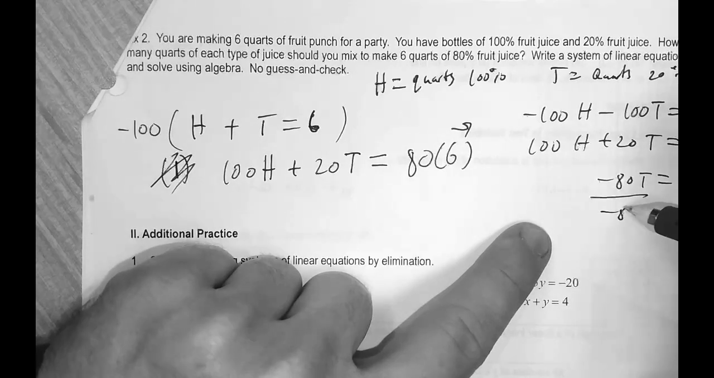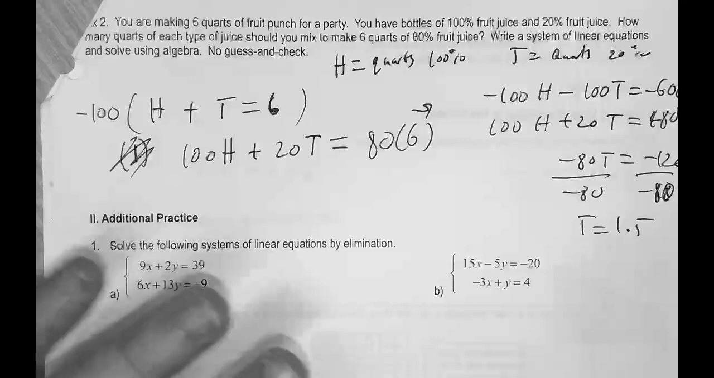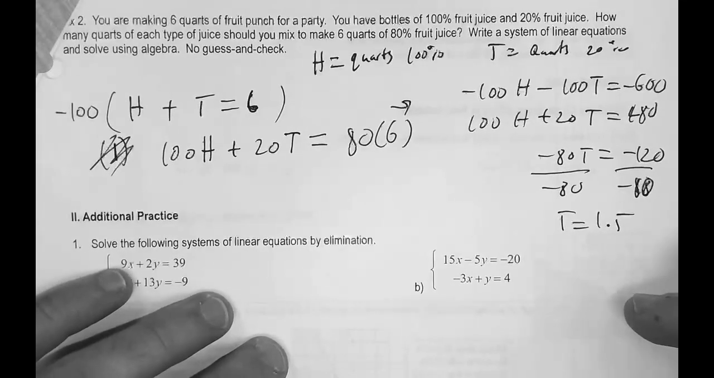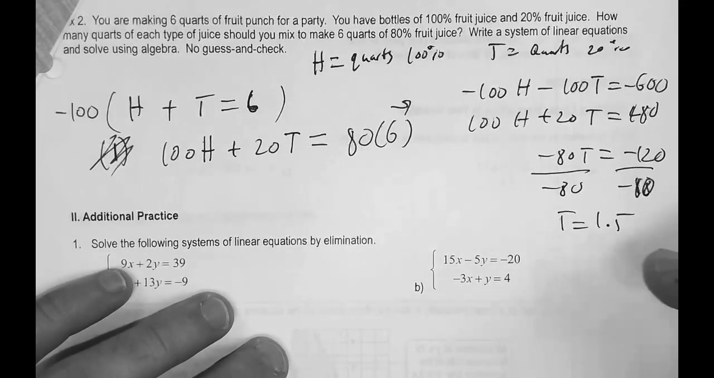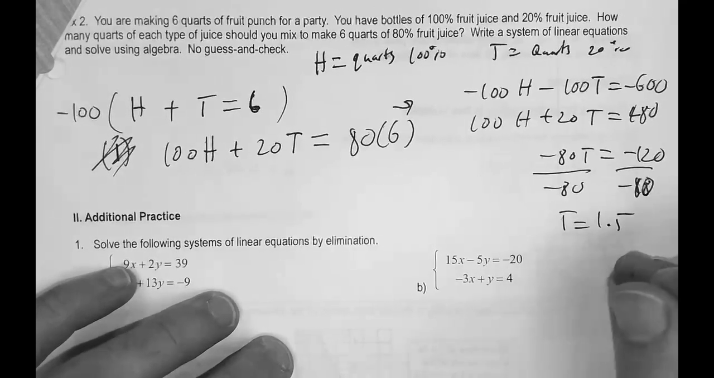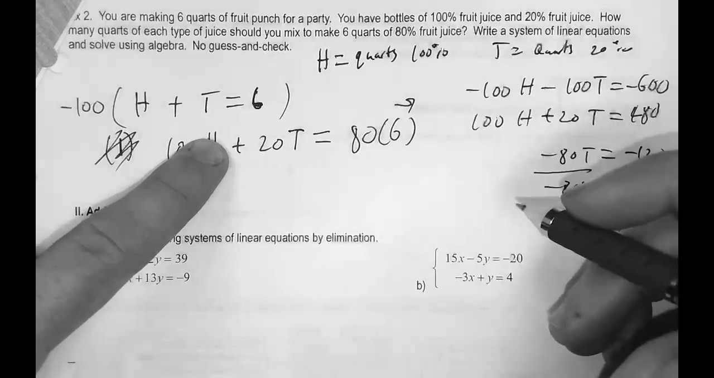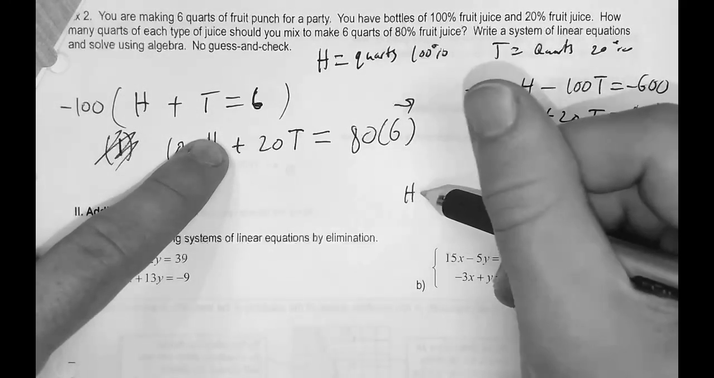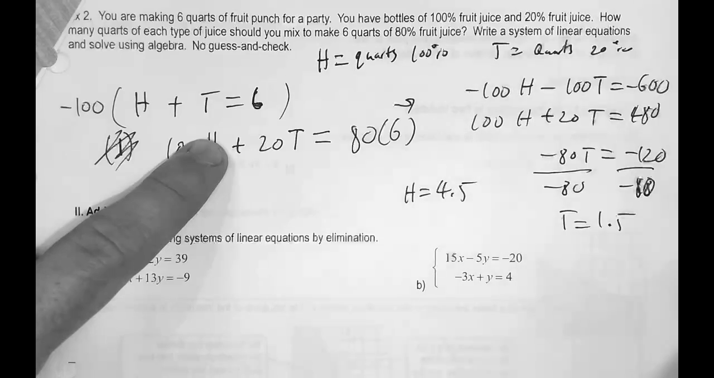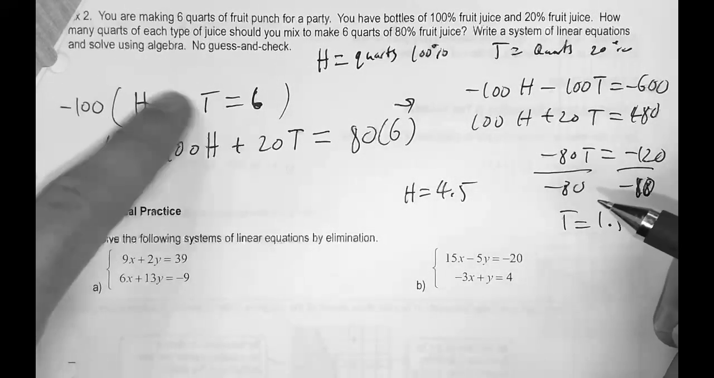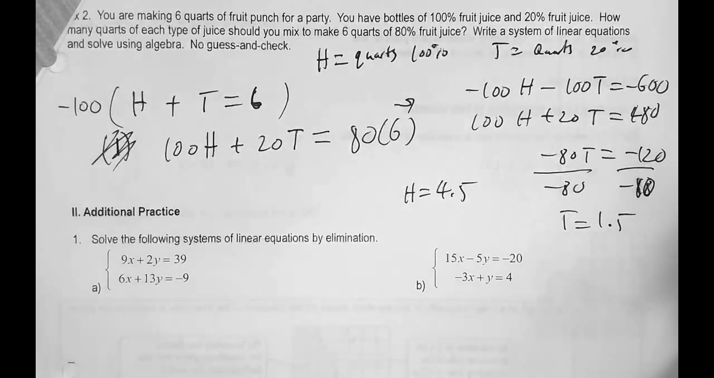You're going to get negative 80T equals negative 120. And when we divide by negative 80 on both sides, we're going to get T equals 1.5. So that means I'm adding 1.5 quarts of the 20%. So if I'm adding 1.5 of the 20% and it has to add up to 6, that means I've got to be adding 4.5 of the 100% stuff, right? So T must be 1.5, then H must be 4.5 because they've got to add up to 6.